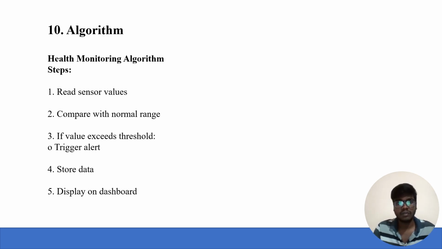Algorithm. Here, the healthcare monitoring system has these steps: read sensor values. The sensor produces some values, which are read and compared with the normal ranges, and if any value exceeds the threshold values, it triggers the alert, and all the data is stored in a database, and then it is displayed on the dashboard.